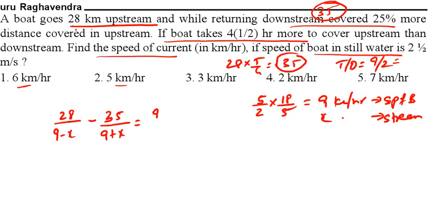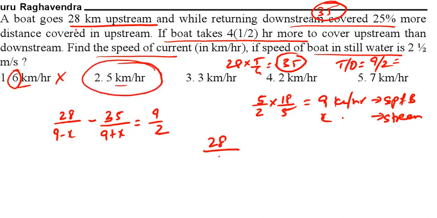20% CI for 2 years means 44. That means 25,000 into 44 by 100. So 2 zeros cancel. I am multiplying 250 into 44. That will give 11,000. So what is the answer? 11,000 is the correct answer. 11,000 means option 2 is the correct answer.